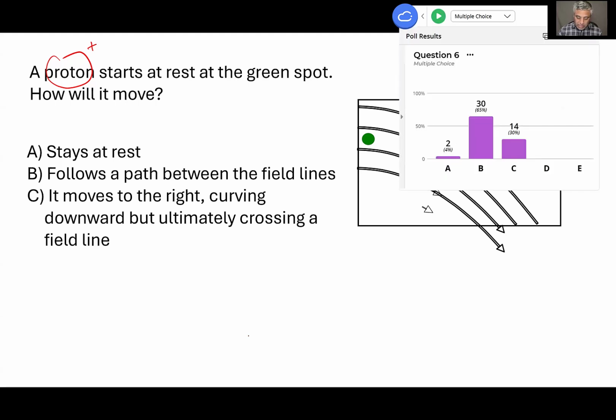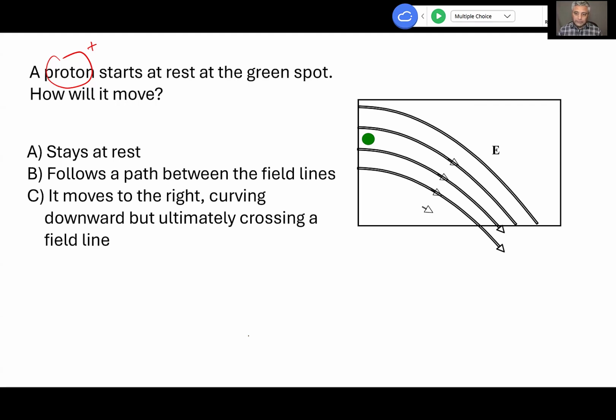Let's see what we got. It follows the path between the field lines, that's the majority. See, it can never cross the field line. So remember, a field line is basically a representation of the path a positive charge would move. If it were to cross, that means it violates that non-crossing law. So it's going to just follow the stream. That's what it's going to do.